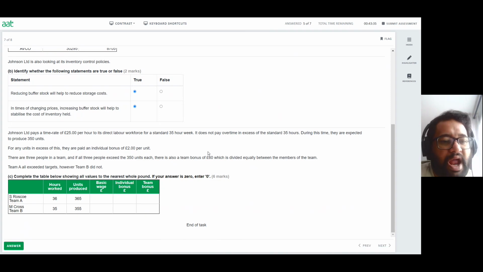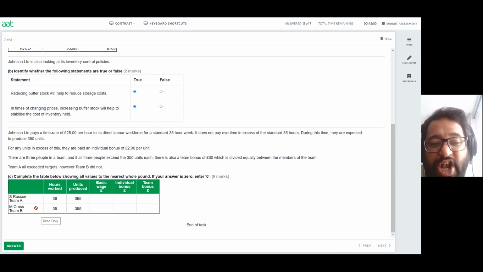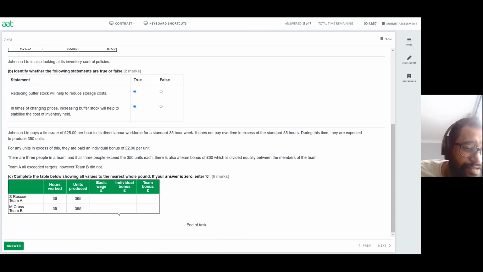There are 3 people in a team, and if all 3 exceed 350 units each, there is a team bonus of £60, which is divided equally between the members of the team. Team A exceeded all targets. However, Team B did not. So here they're saying Roscoe of Team A has exceeded all the targets, and M Cross in Team B did not. So therefore, M Cross will qualify for the individual bonus, but not the team bonus. Roscoe, as part of the team which exceeded the target, will qualify for the individual bonus and also the team bonus there.